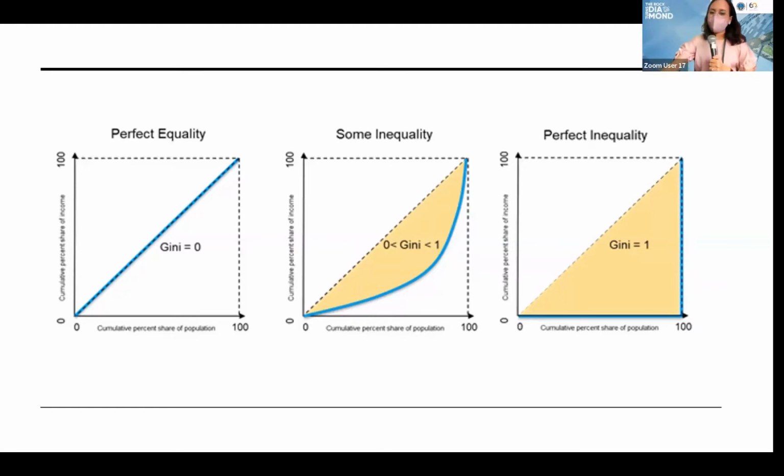In perfect equality, everyone has exactly equal wealth. Whether they are poor or rich, everyone has exactly the same wealth. And in this one, someone is richer than the other, and someone is poorer than the other. In perfect inequality, only one person has all the wealth in that country. So you may take a look at GDP per capita, but if you want to see how well off the people in the country are, we can take a look at the Gini index as well.